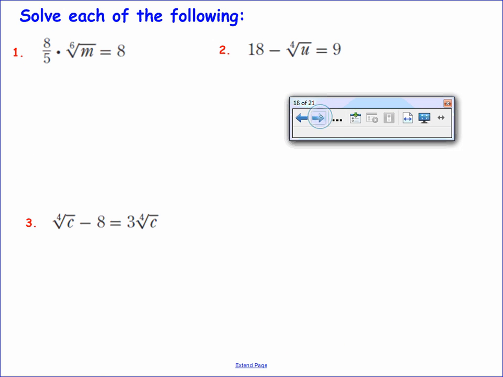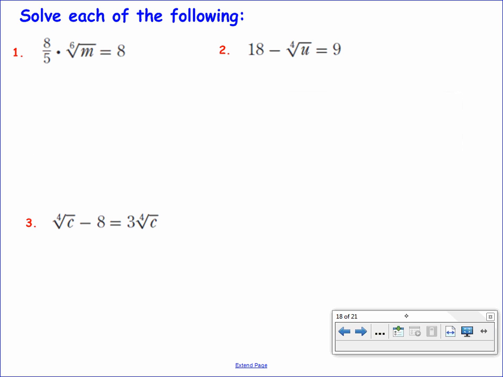All right, so let's go ahead and try some more. Let's do 8/5 times the 6th root of m equals 8. Again, we need to isolate my radical before I can undo that radical. So the first thing I would do is divide both sides by 8/5, keeping in mind that dividing by a fraction is the same as multiplying by the reciprocal. And so dividing by 8/5 is the same as multiplying both sides by what? Aaron? 5/8, thank you. So we'll multiply both sides by the reciprocal, 5/8, first step.